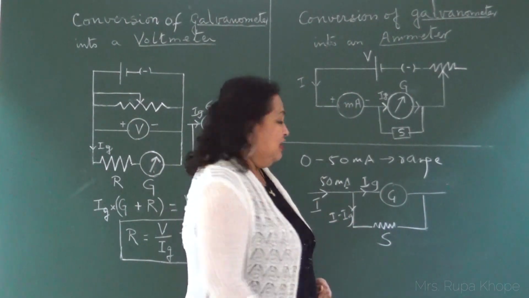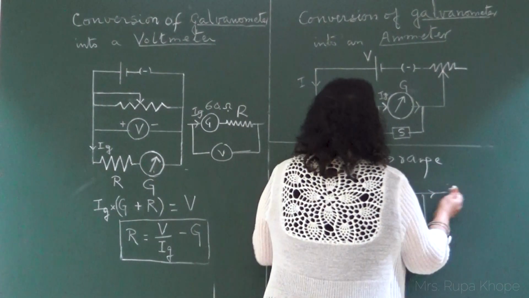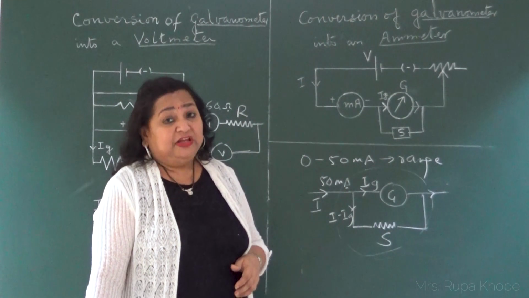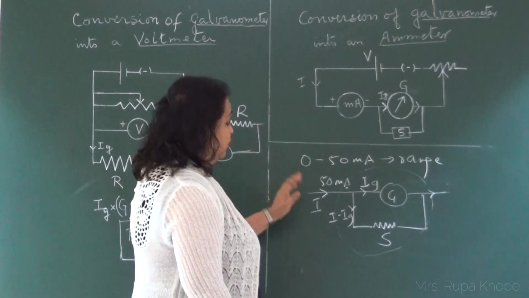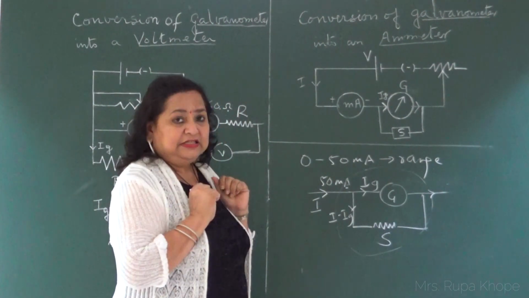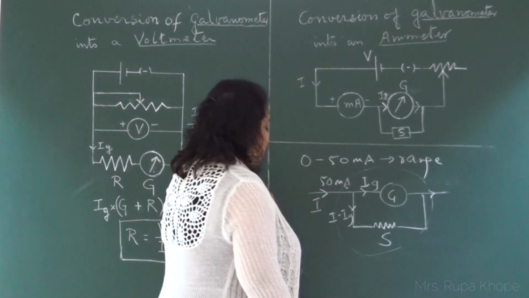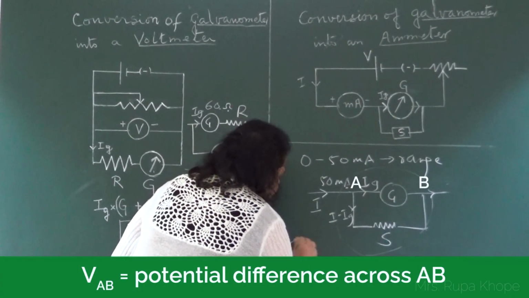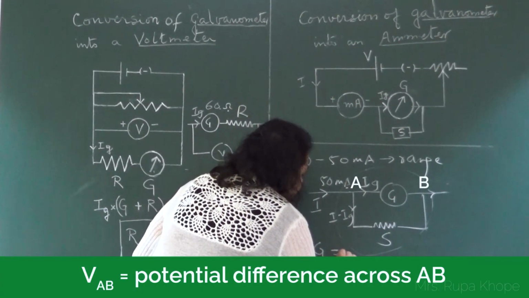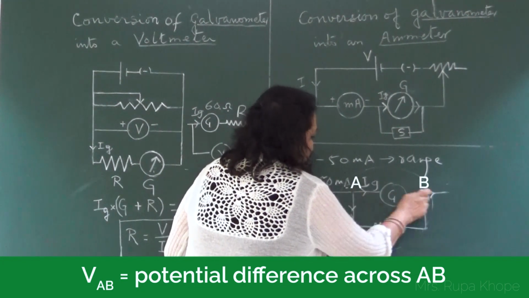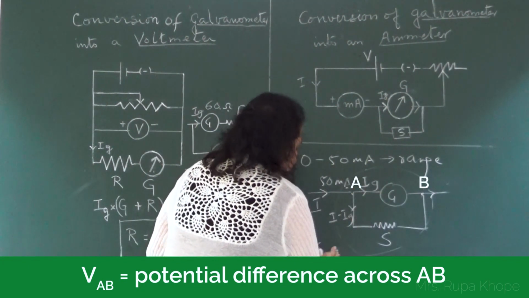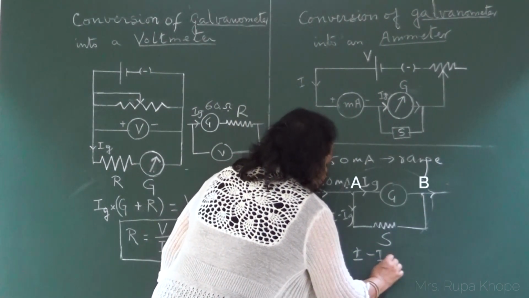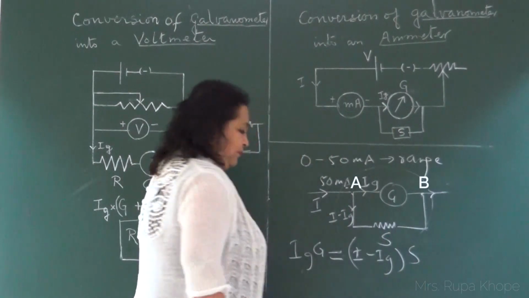So now what we have? We have an interesting story. This total system now becomes an ammeter of the range of 0 to 50. So let's now do the circuit analysis and calculations of certain parameters. So look here, Ig into G is the potential difference across these two points. Whereas this is also equal to I minus Ig into S.